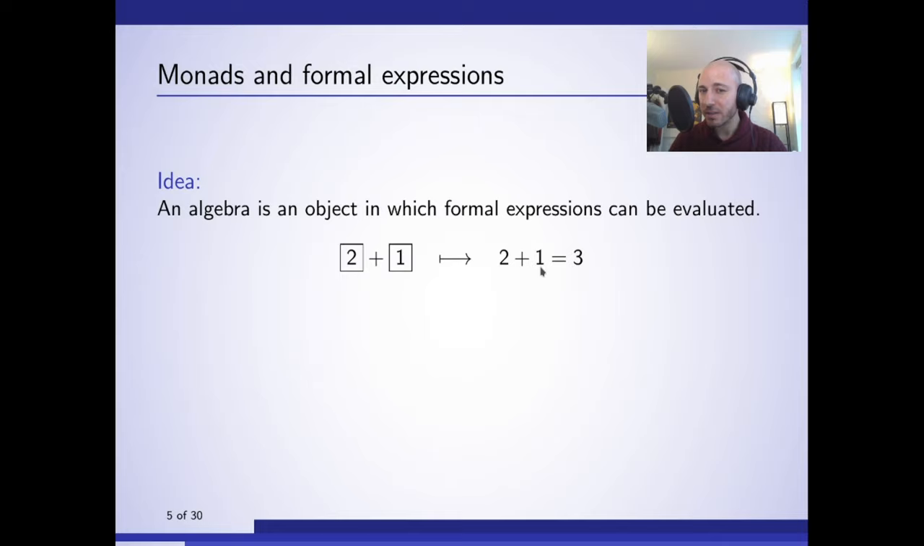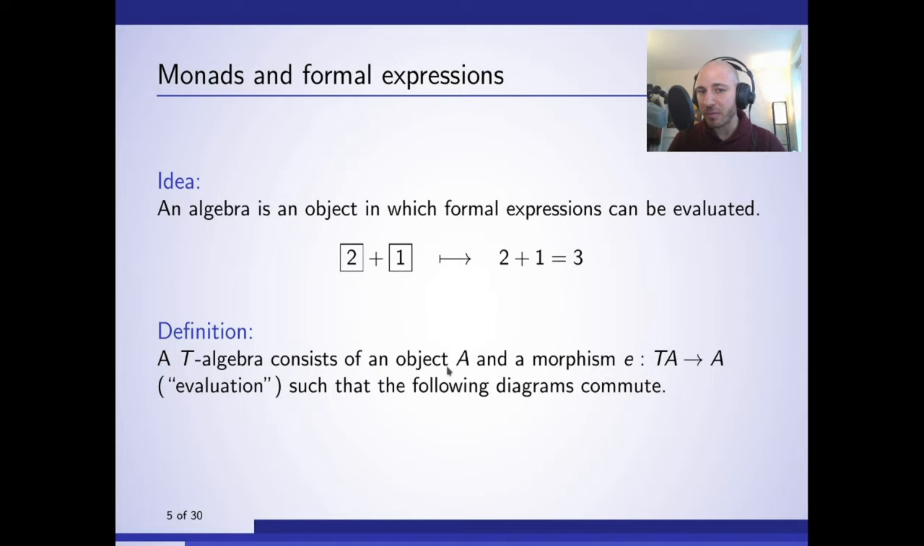So in the case of sums, commutative monoids, there it makes sense to take sums, okay? So what's the definition? Well, it's an object, a special one, equipped with a map from TA to A, so from formal expressions to elements, which we can think of as assigning to each formal expression its actual result. And some diagrams have to commute.